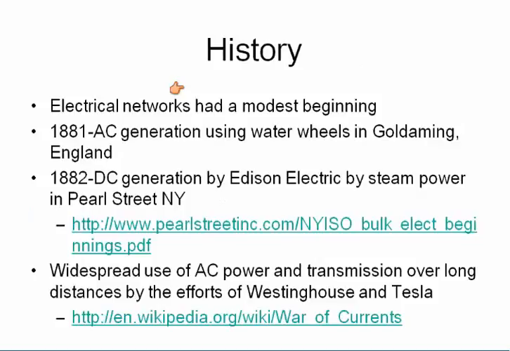So in terms of history of electricity, 1881 AC generation using water wheels in Godalming, England. 1882 DC generation by Edison Electric by steam power in Pearl Street, New York. Now this plant was functional for a long time and Edison was a pro DC man. Has anyone heard of Tesla? Nikola Tesla? Tesla was younger than Edison, but Tesla was an AC man and Edison was a DC man. At one stage in their life, they worked together, but they didn't get along.